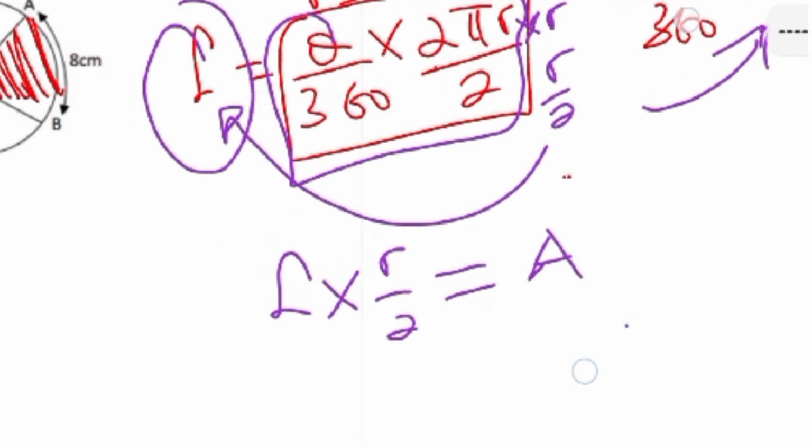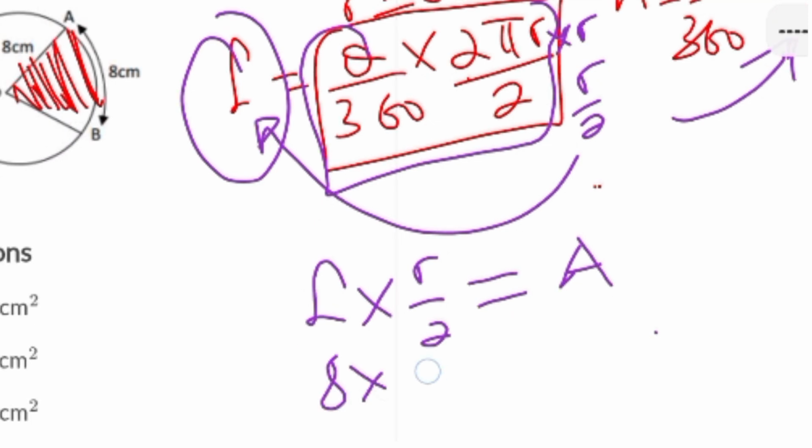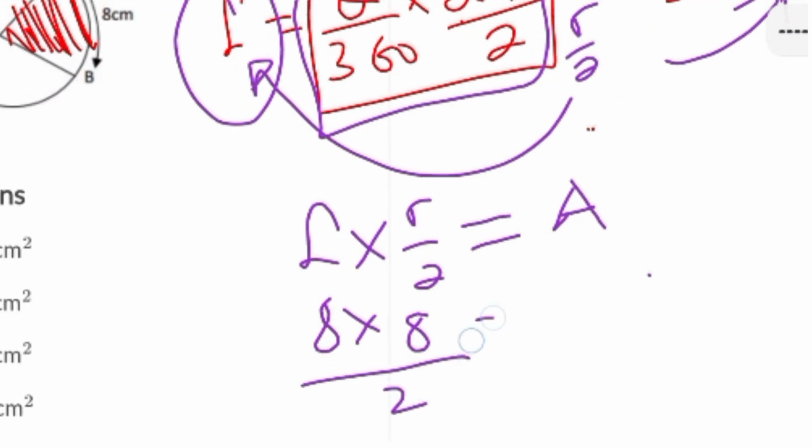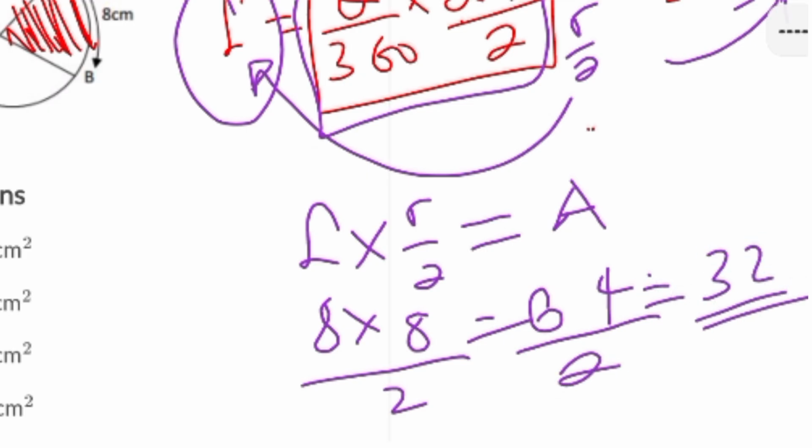And we already have L as 8. Radius is also 8. Then you're dividing by 2. So 8 times 8 is 64. 64 divided by 2 will give you 32. That means the area is 32.